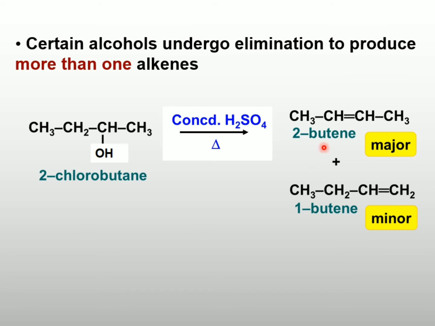So there are two product forms, so we have to identify which one is major, which one is minor. Based on this carbon-carbon double bond, there are two carbon substituents directly bonded to the carbon-carbon double bond, and for this one there's only one carbon substituent. So we are going to choose the highly substituted alkene as the major product.